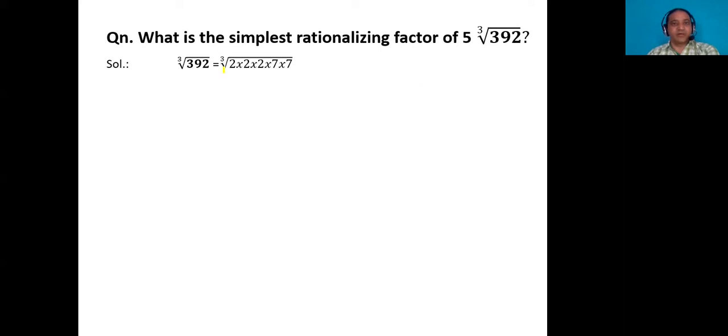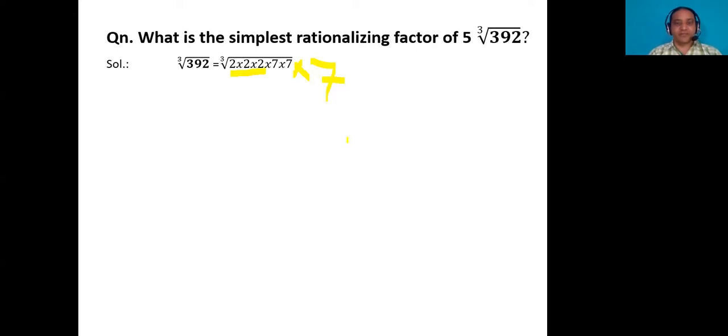Okay. So the prime factorization of 392 gives this. There are 3 2's and 2 7's. There are 3 2's, so 2's are sufficient in number. But 7's are only 2. We should have one more 7 here, isn't it? If we have one more 7, then it can be a triplet, and then this can be 7 raised to power 3. And this way we can find the cube root.